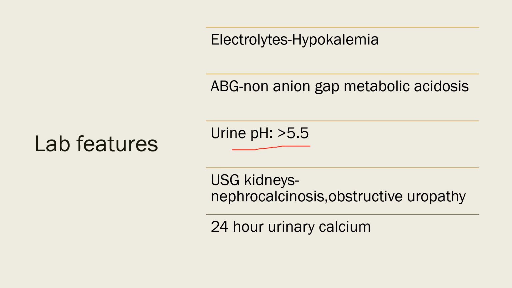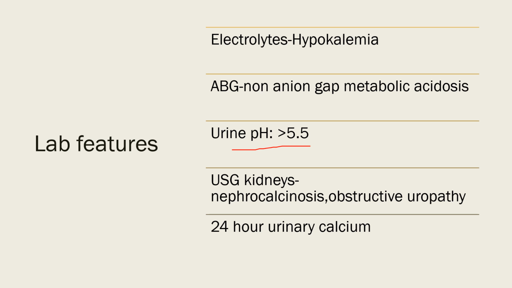Why is urine pH more than 5.5? See, your proximal tubules are functioning properly, so they are reabsorbing all your bicarbonate. Your distal tubule is not functioning properly and it is retaining all your hydrogen. So, the acidification of urine is not happening. So, your urine pH is alkaline. It is more than 5.5.